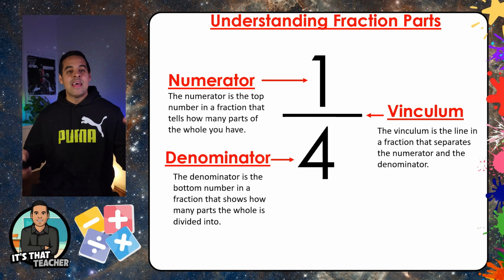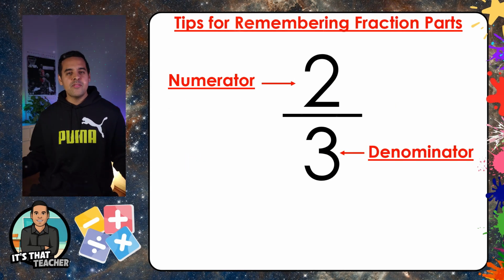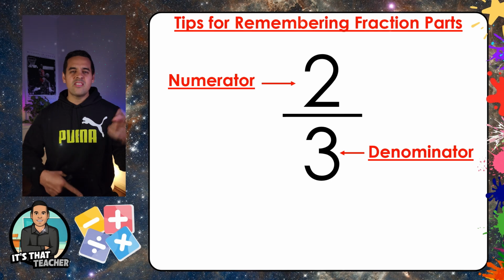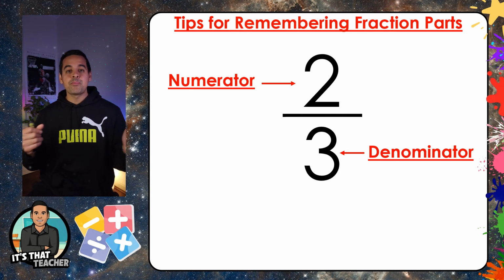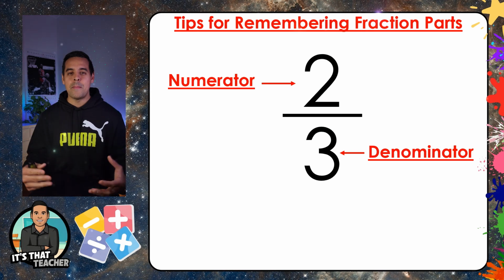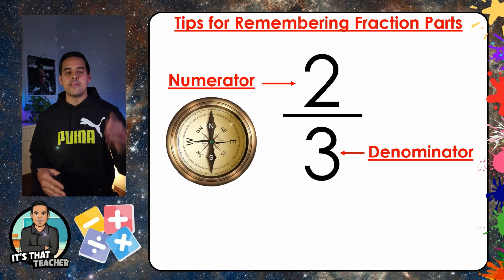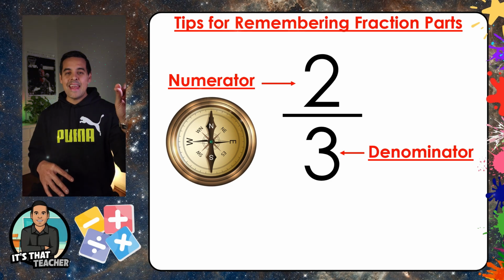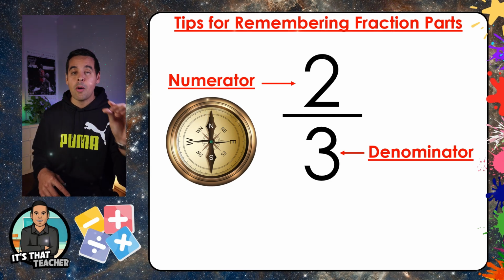Now, here are some tips for remembering the numerator and the denominator. Some students get confused when they're learning the fraction parts for the first time. They get confused: is the denominator the top number or the bottom number, or is the numerator the top, or vice versa? Here are some easy ways to remember it. Numerator: think of north on a compass. N for numerator, N for north, pointing upwards. That is the top number.